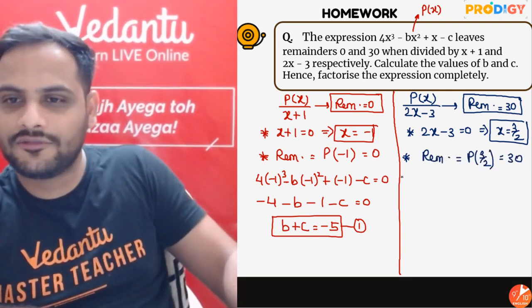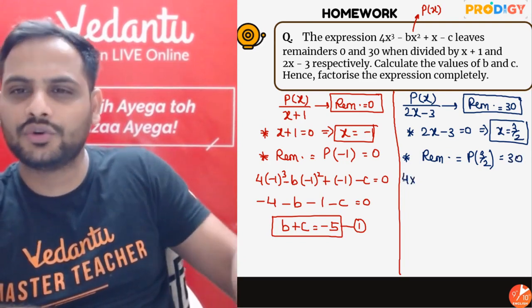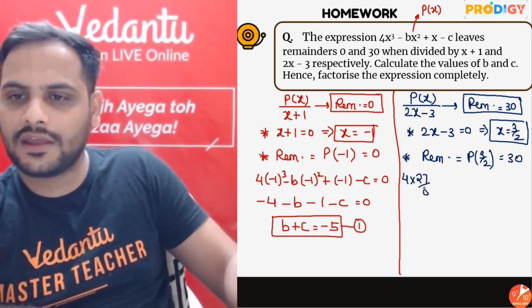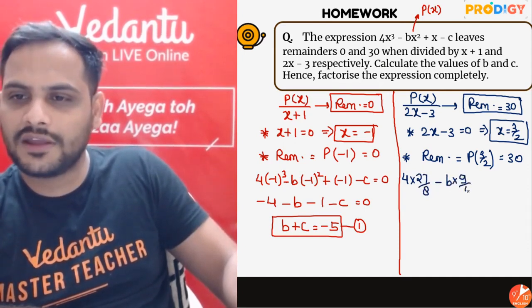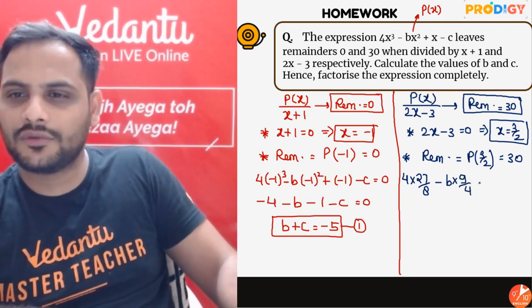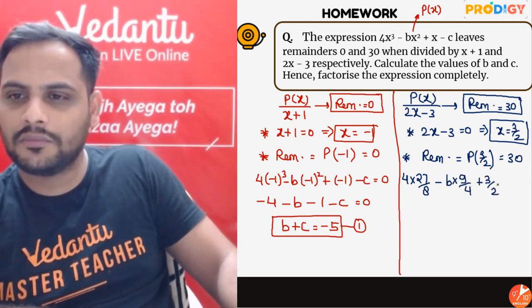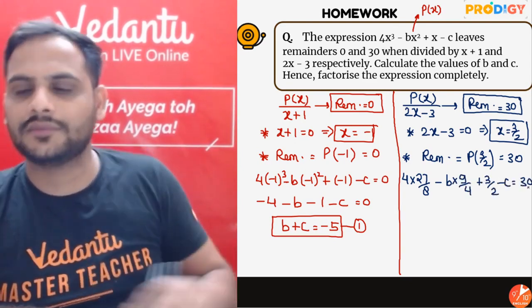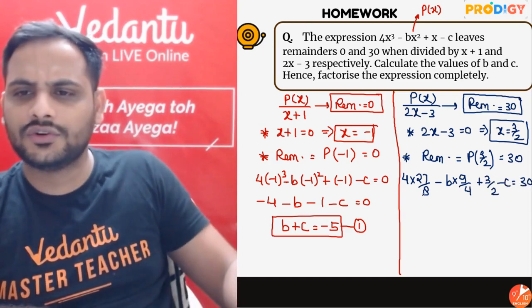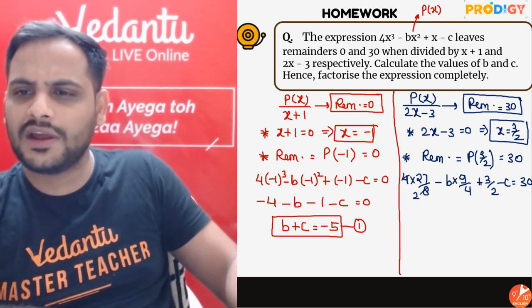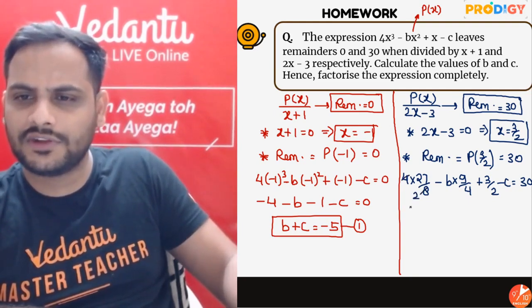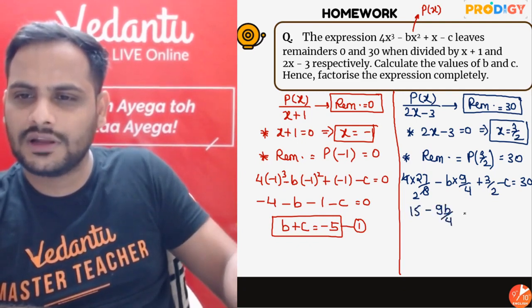Alright, so you will get 4 into 3 by 2 cube, which is 27 by 8, minus b into 3 by 2 square, which is 9 by 4, plus x, so plus 3 by 2, minus c is equal to 30. Alright, so you'll be getting 27 by 2 plus 3 by 2, that is 30 by 2, which is 15. So 15 minus 9b by 4 minus c is equal to 30.